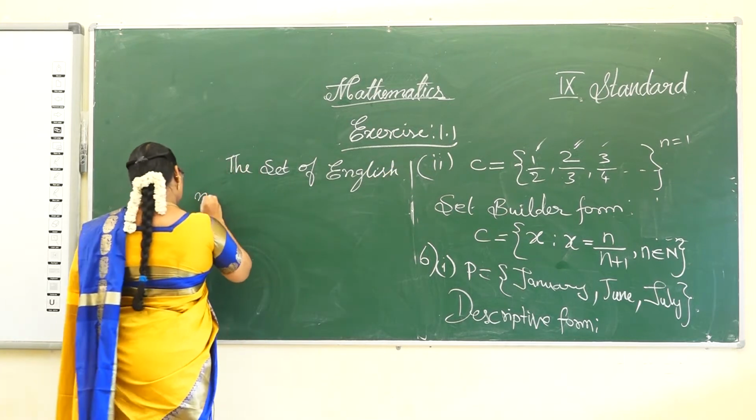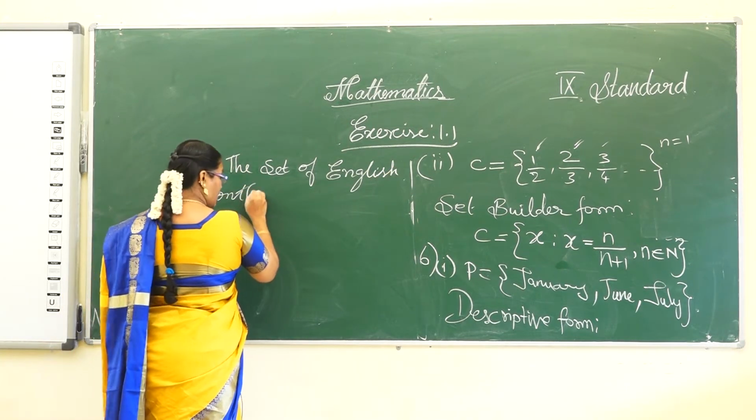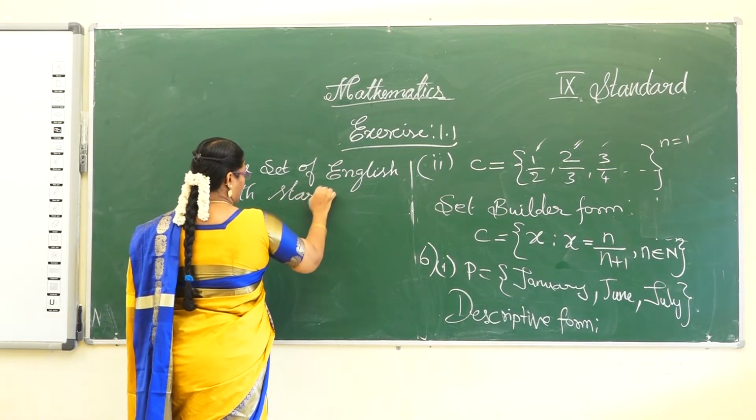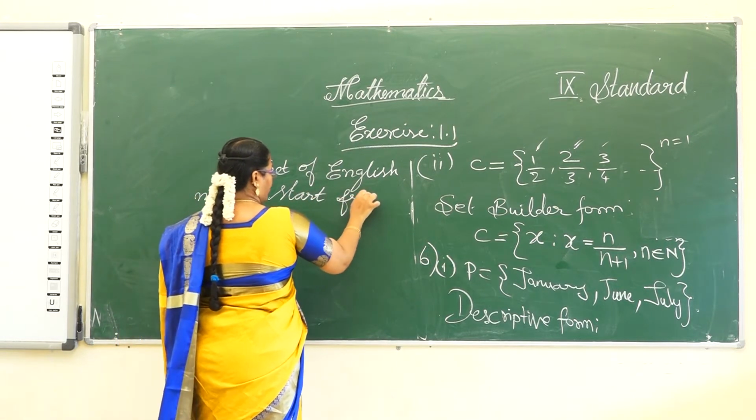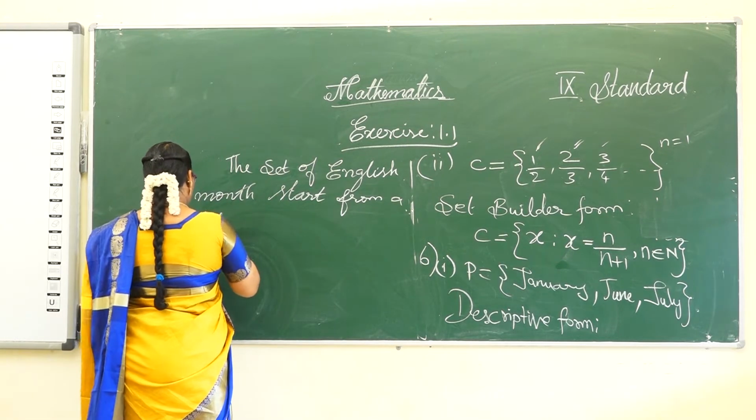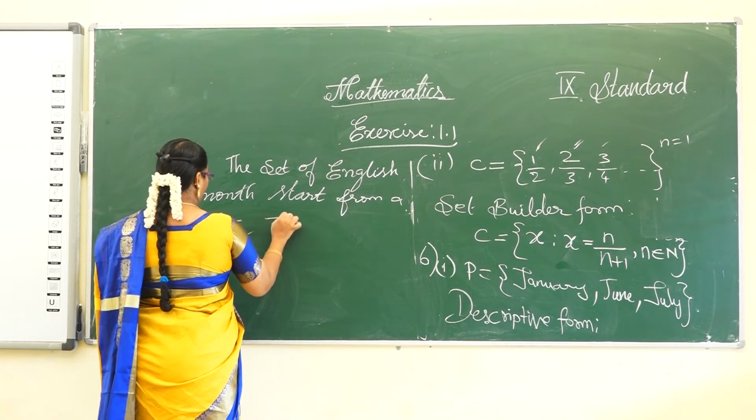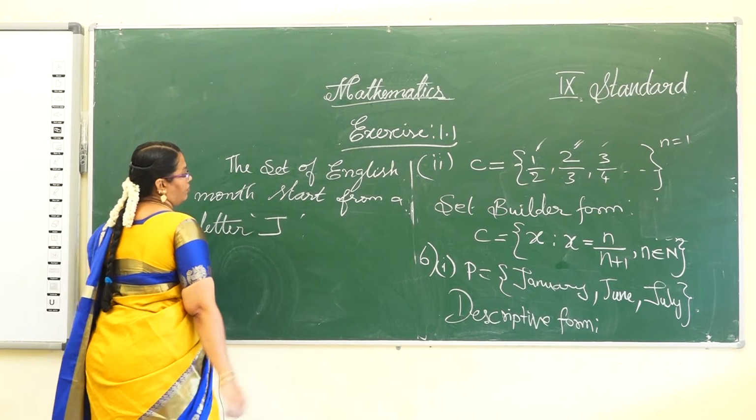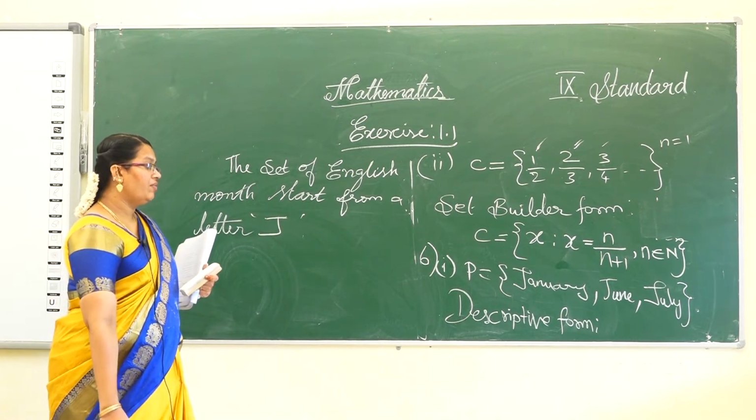English month starts from a letter J. That is a descriptive form of the given statement.